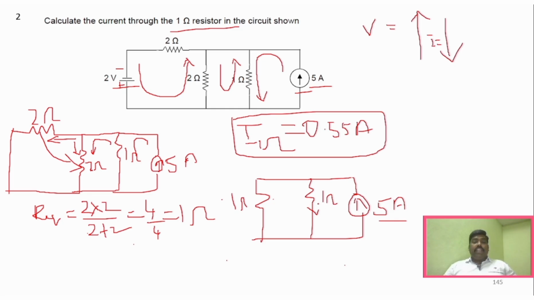So we need to find the current across this particular resistor. How will you do that? You will use the same current division rule. I is equal to the total current, 5, into the opposite branch, which is 1 ohm, divided by the total resistance. What is the total resistance here? 1 plus 1, 2, right?